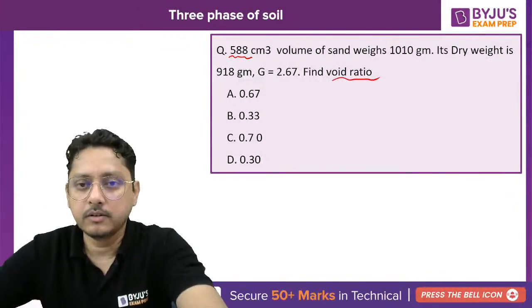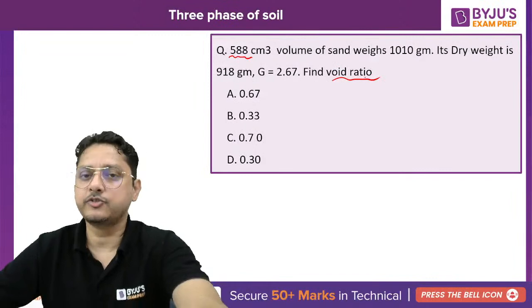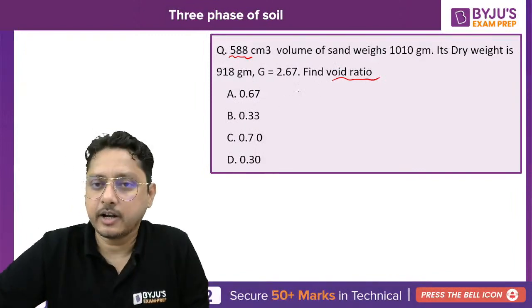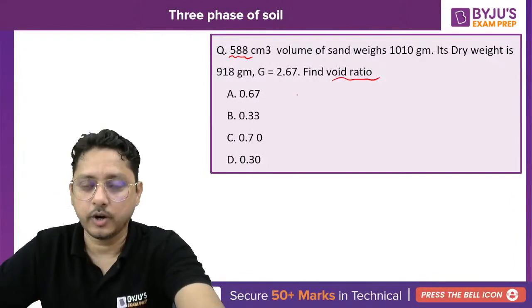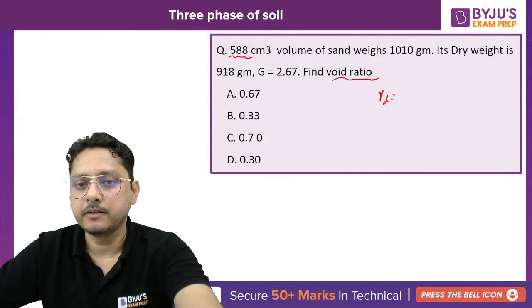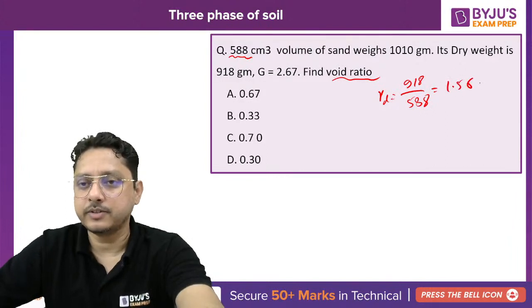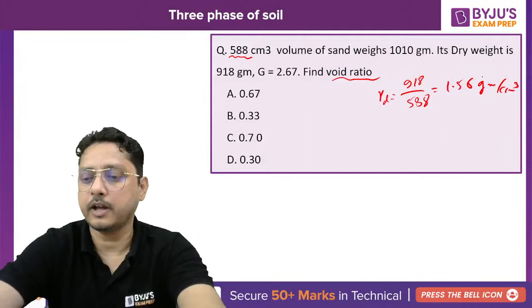Now, the volume of sand weighs 1010 gram. Its dry weight is given as 918 gram. He is asking what the void ratio will be. If the dry weight of the soil is given, you can simply calculate the dry density, which is the dry weight of the soil by the volume of the soil, which is nothing but 1.56 gram per centimeter cube. Can you just calculate it?